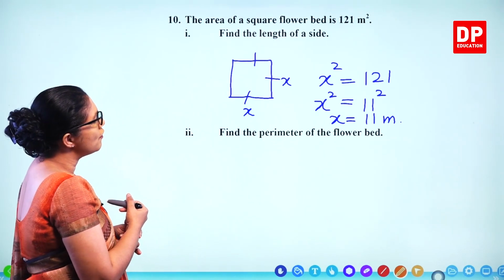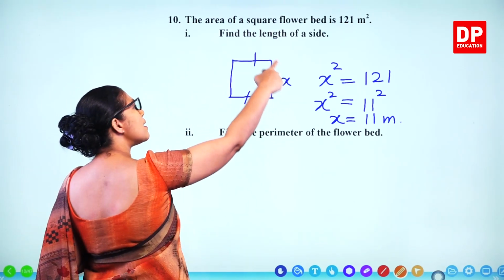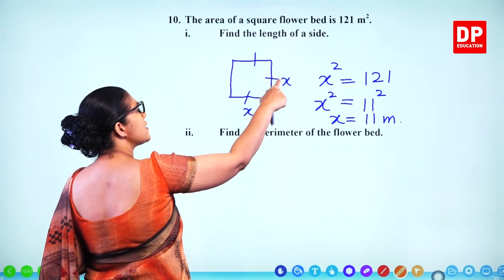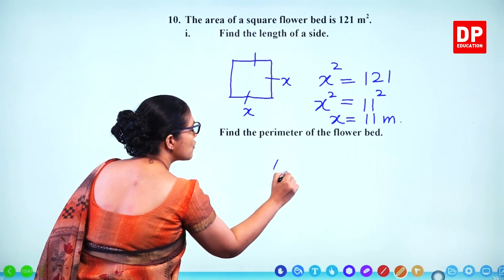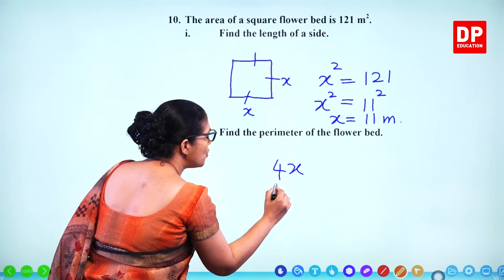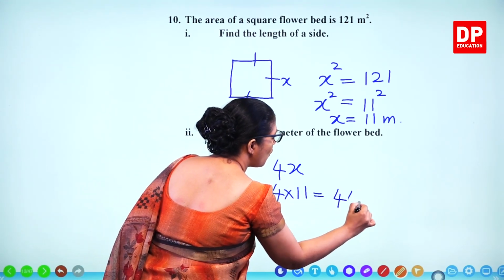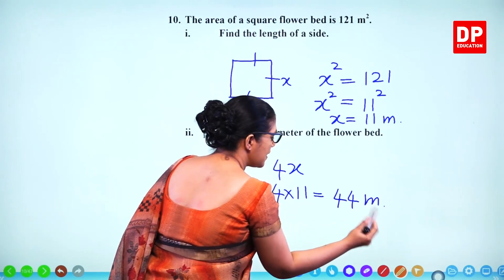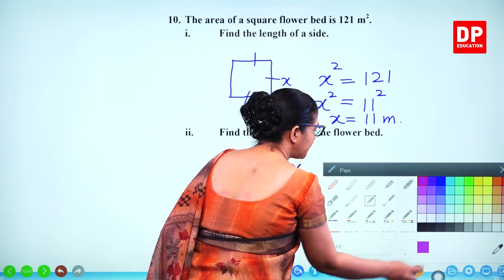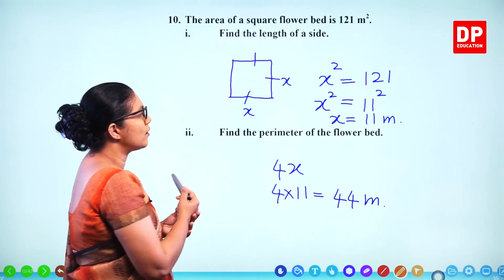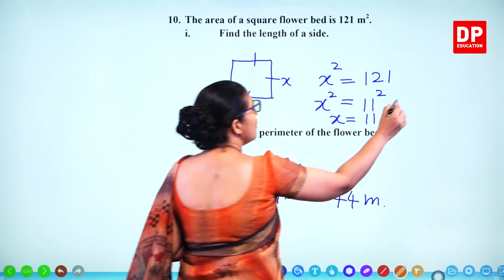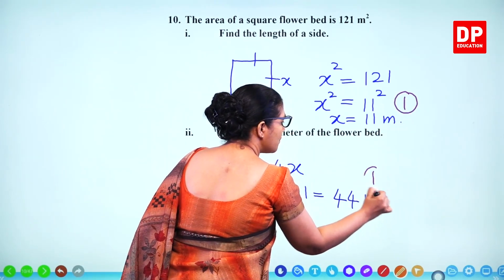Find the perimeter of the flower bed. Perimeter becomes 4x, x plus x plus x plus x. So 4x, substitute x as 11. 44 meters is the perimeter. Outer length of a square. 1 mark each.